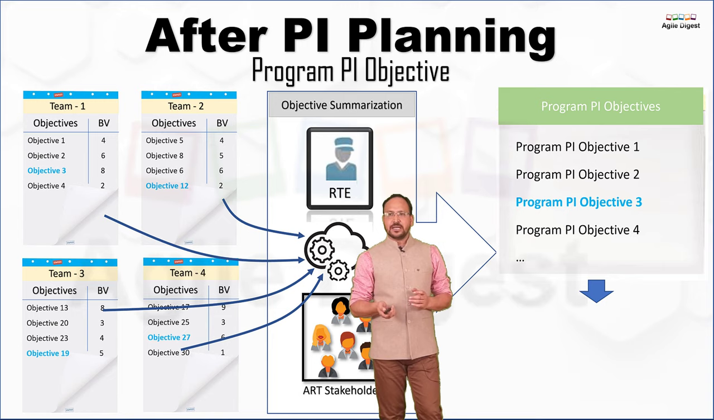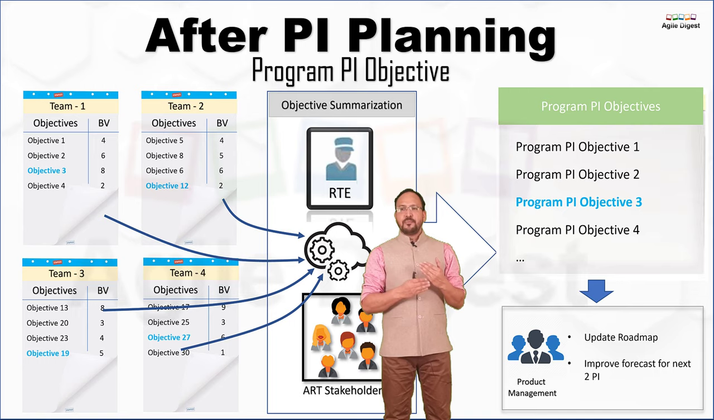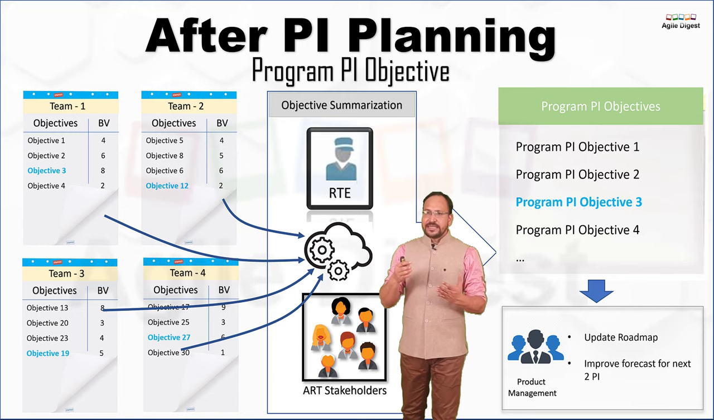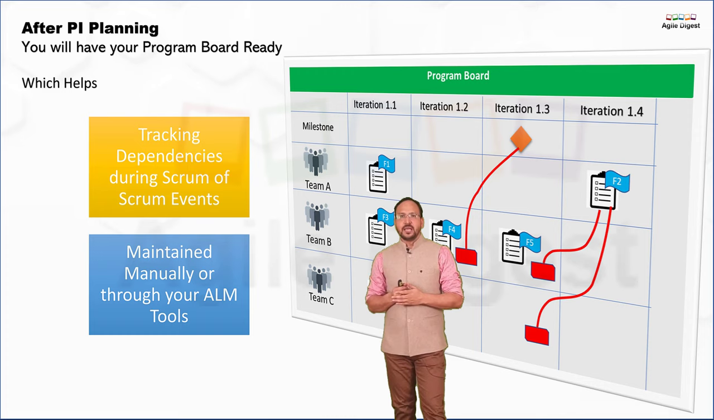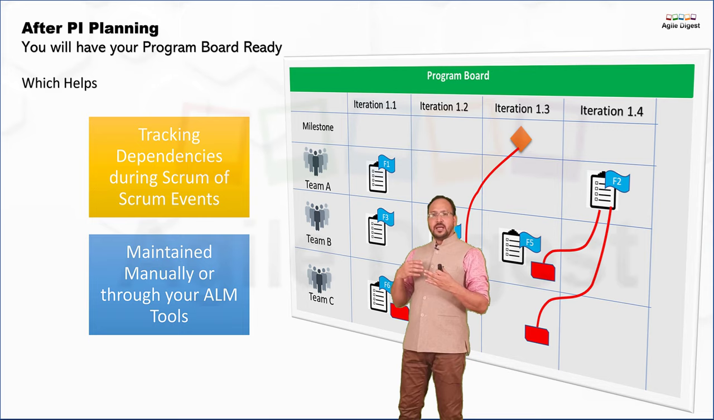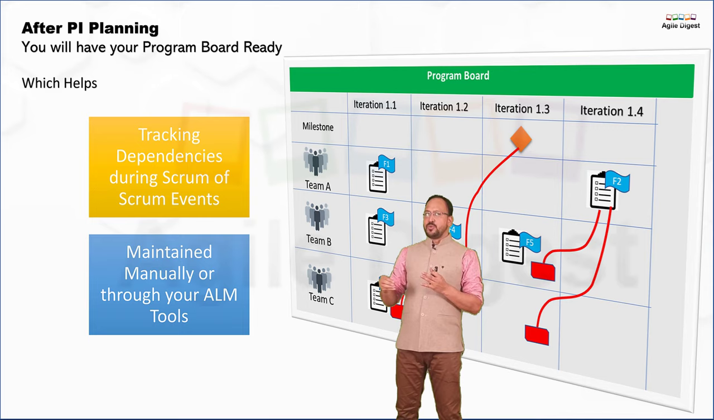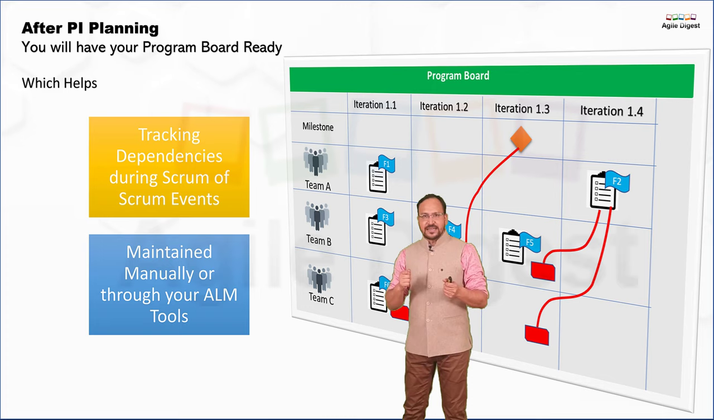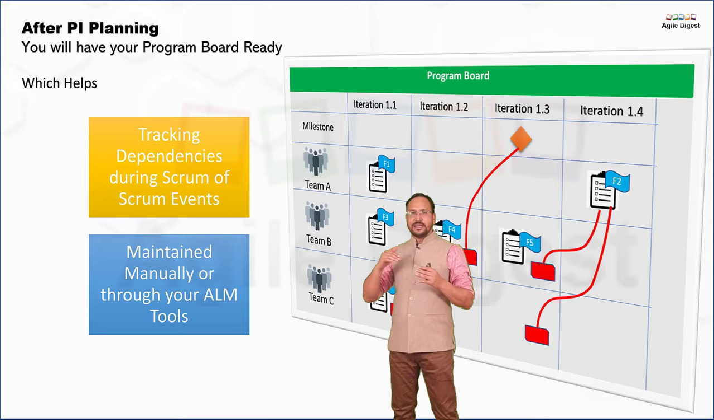And these PI objectives later will contribute to your roadmap and also help improve the forecast for the upcoming 2 or 3 PIs. That is actually taken by your product management to update your roadmap. After PI planning, you will have your program board ready, which will help track dependencies during Scrum of Scrums events. You can maintain it manually or through your ALM tools, and it needs to be maintained based on how you are progressing. If dependencies are resolving or new dependencies arise, you will be maintaining it. It can be maintained in your ALM tool, or manually if you are managing a physical board.